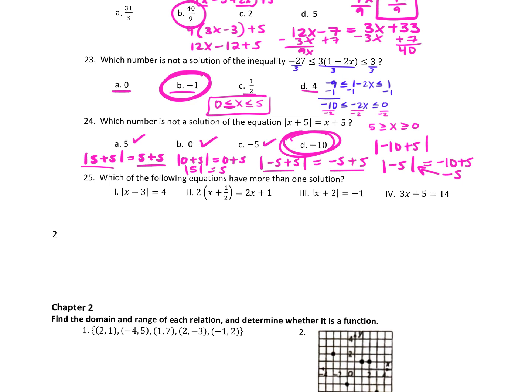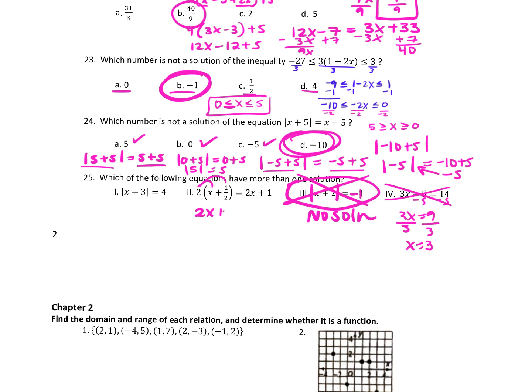25, which of the following equations have more than one solution? If you look here, okay, absolute value bars equaling a negative, that is no solution. So it's not going to be that one. This one, if you were to solve, you get one answer, right? So it's not going to be that one. Same thing here. If you solve this one, you get 2x. Oh, interesting. Oh, yeah, you can do both.